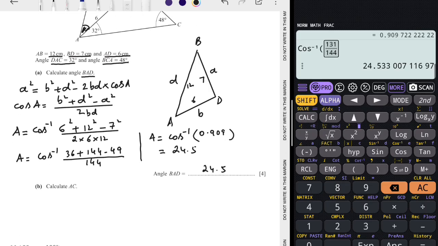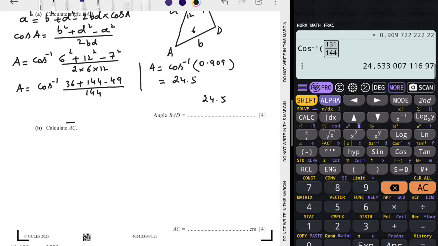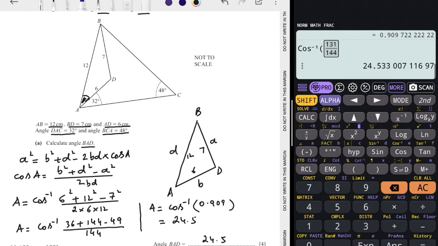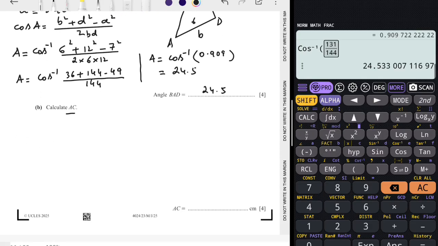Now part B, we have to find out side AC. For that purpose, we'll consider the outer triangle, and we have to find out this side AC, this one. So let me draw this diagram again separately.